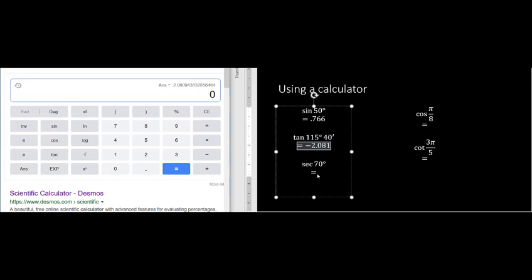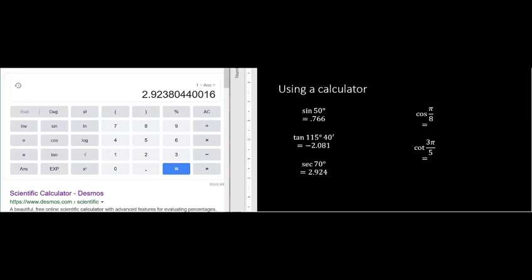And then here we have secant of 70 degrees. So realize that secant is the inverse of cosine. So what we can do is find the cosine of 70 degrees, so cosine of 70, and then do the inverse of that. Now be careful, you don't push the inverse button, that's a different thing. What you're doing when we say find the inverse is we do 1 divided by that number. And that would give you a solution of 2.924 when you round it. So that would be your answer for secant of 70 degrees.